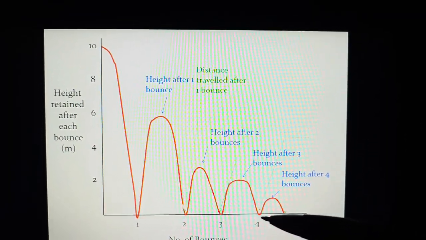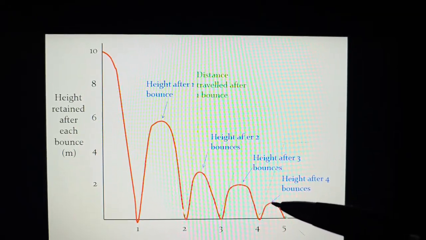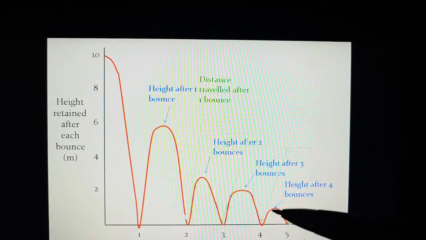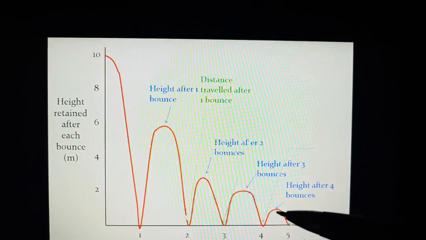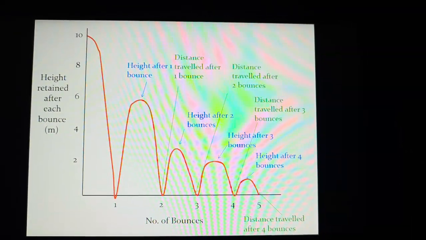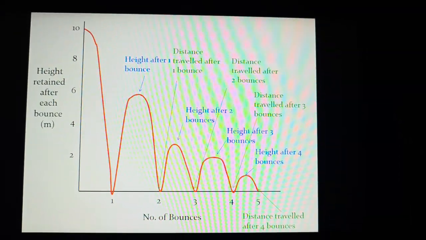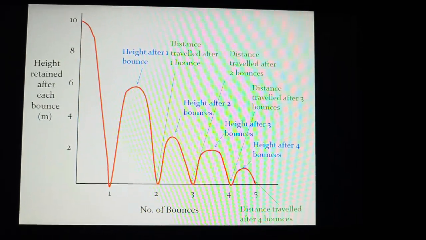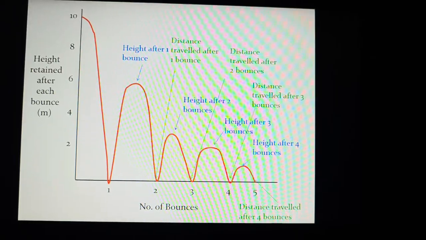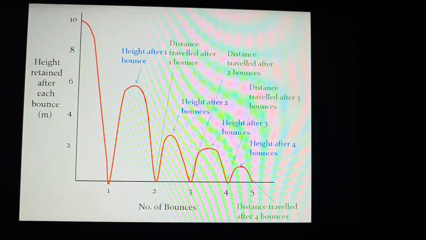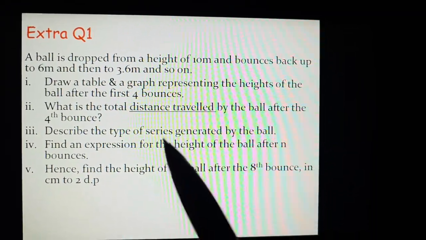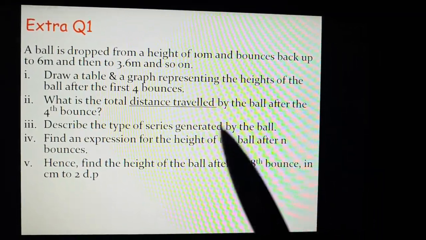And then after the 4th bounce, it'll just come up to there, because we only wanted to know after the 4th bounce what distance had it travelled, what height had it come back up to. So you would stop there, okay, unless you wanted to come back down and hit the ground for a 5th time. Okay, so everything labelled in green there is just showing you the distance that the ball would have travelled after each of those bounces. Because that will now help us with part 2. What is the total distance travelled by the ball after the 4th bounce?